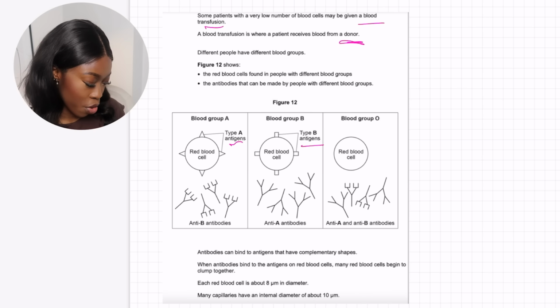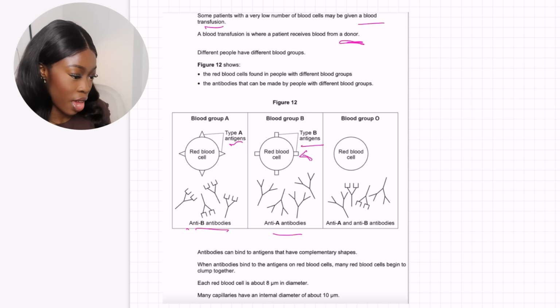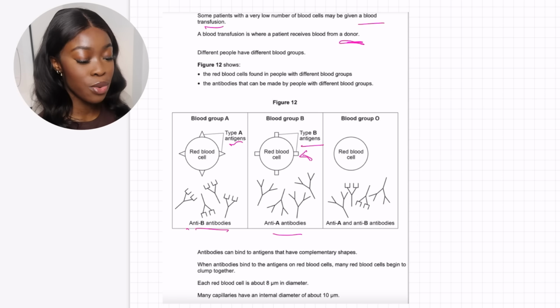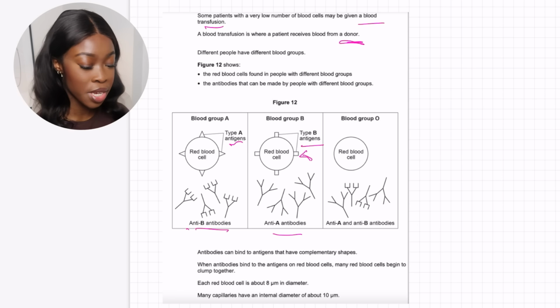So if you look at group A, they have anti-B antibodies. These will ultimately block the blood type B antigen. And it's the same with blood type B. They have anti-A antibodies. So these will basically attack the blood type A. So if you give someone with blood type A, blood type B, that means the body will recognize these blood cells as foreign and will attack them. So it's not good to mix around blood type.